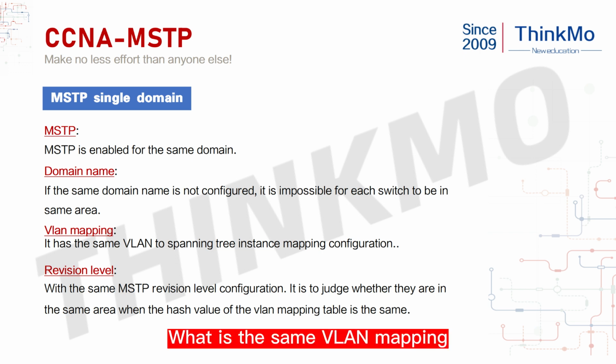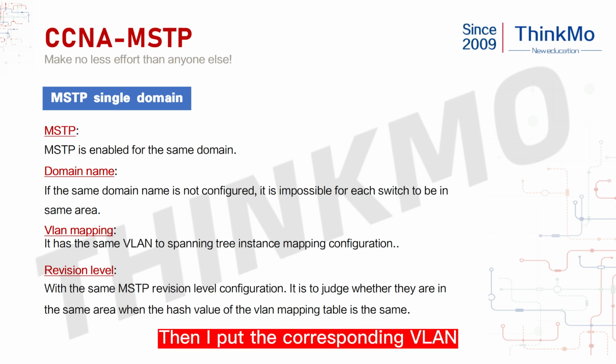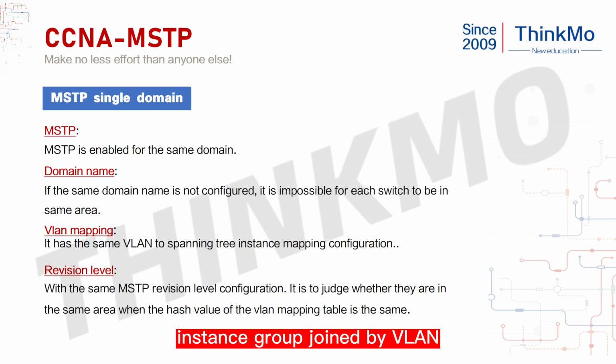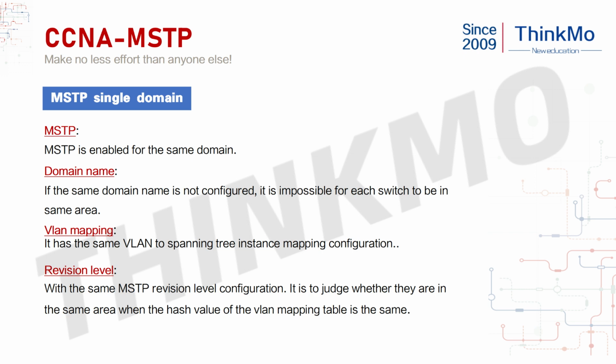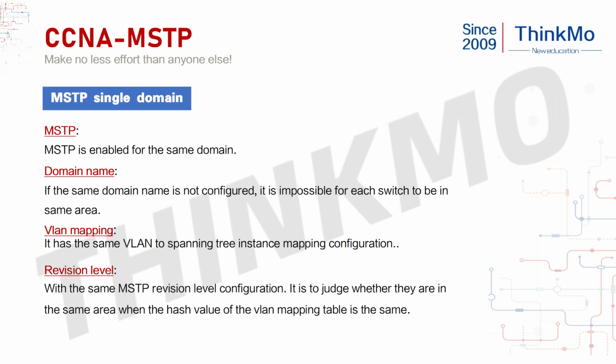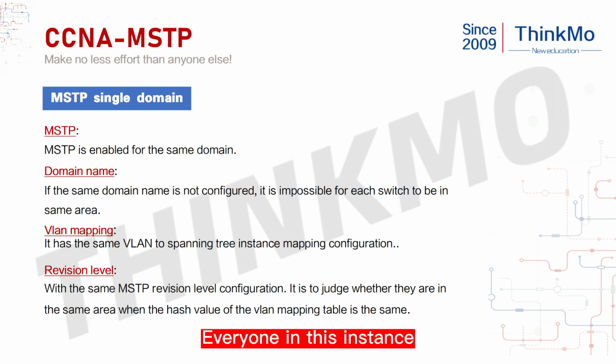What is the same VLAN mapping? For example, on one switch I created 2 instances, MST1 and MST2. Then I add the corresponding VLANs to the instance groups. Then on the other switch, the VLANs joined to the instance groups must be the same. For example, VLAN 10 and VLAN 20 are on one side, and the other side is also VLAN 10 and VLAN 20. The mapping relationship of the switches in this instance all has to be consistent.